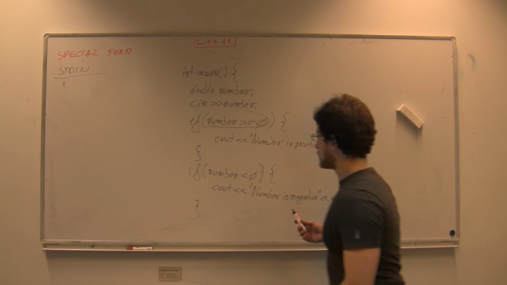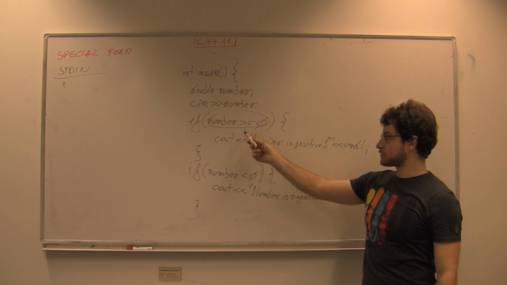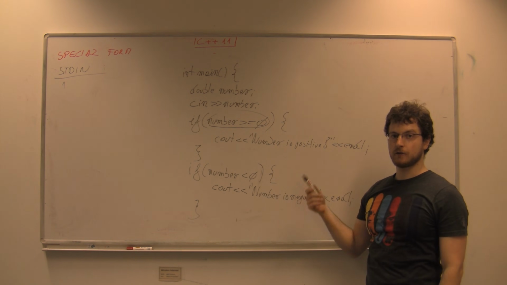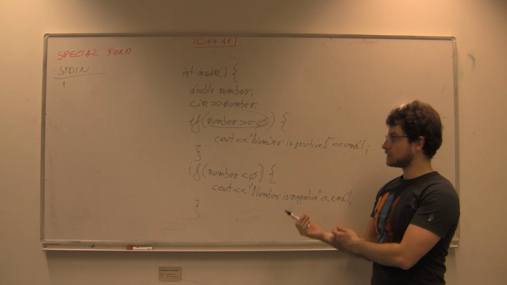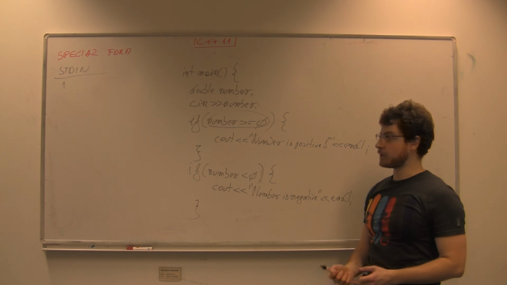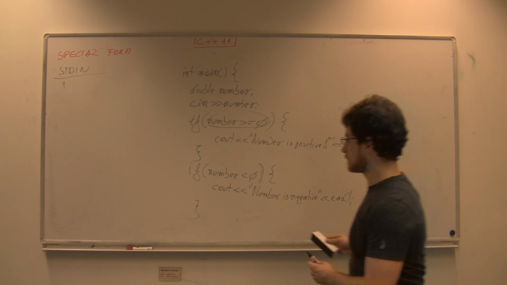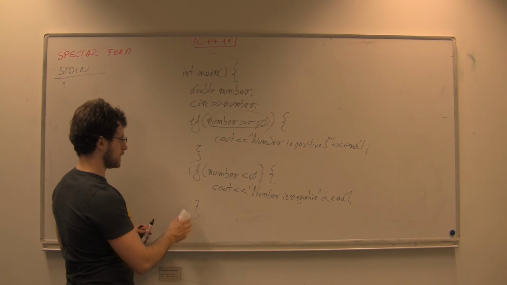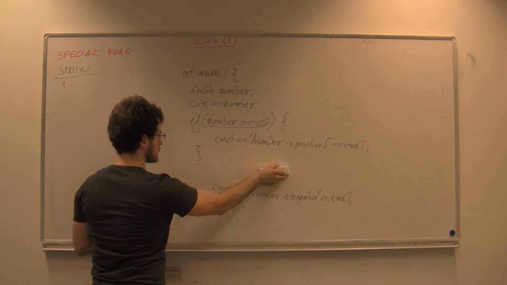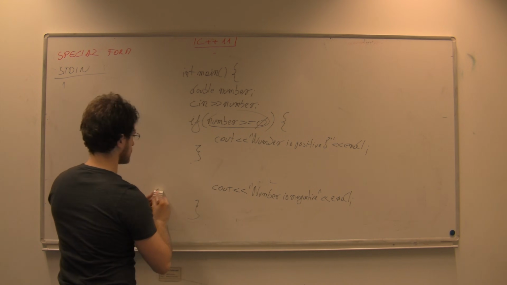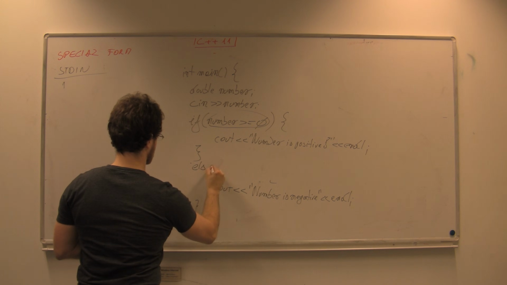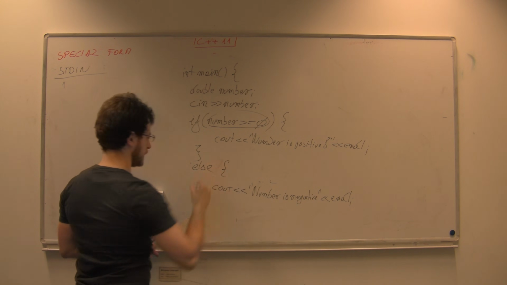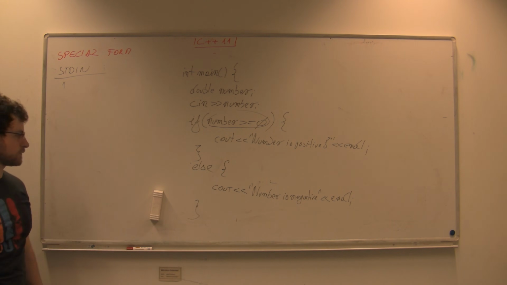So if this predicate is true, the number is positive. If it's false, then we could do something on this value as well, because there are two outcomes to a predicate. In this case, C++ allows us to write, instead of this, else, and then execute this statement.